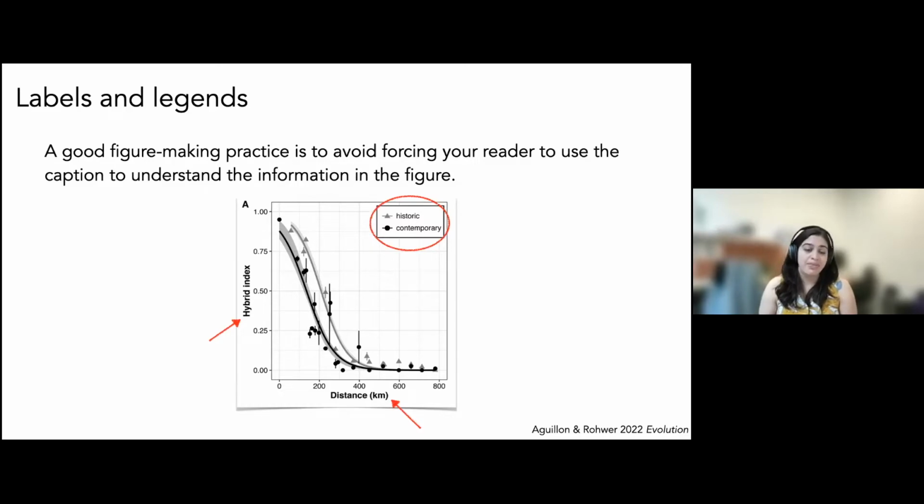If I don't have this in here, the reader is going to have to go to the caption and say, okay, what does a triangle mean? What does a circle mean? What does the black line mean? What does the gray line mean? If I have a legend in here, it's very clear. You can look at this figure and understand I'm doing a comparison here between historic and contemporary. You understand the point style for each of those categories. You understand the color for each of those categories. And it really helps increase the clarity for your readers.